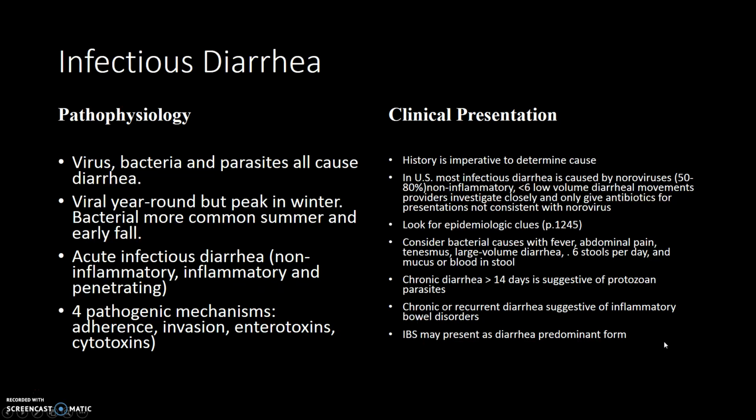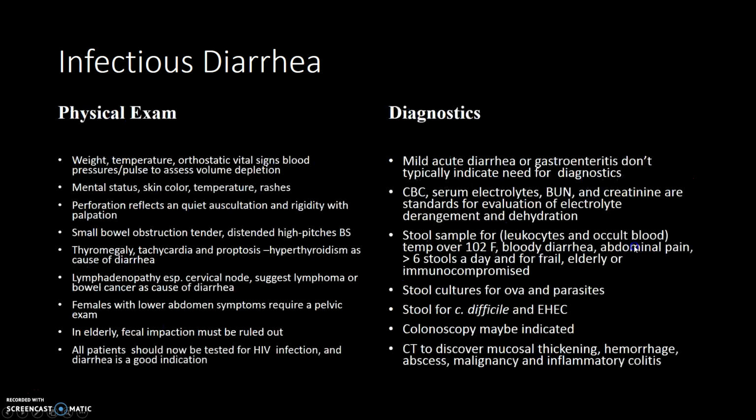Consider bacterial causes of diarrhea when you see fever, abdominal pain, tenesmus. Remember, that's that rectal pain and spasm. Large volume diarrhea, greater than 6 stools per day, and mucus or blood in the stool. Chronic diarrhea, greater than 14 days, is suggestive of protozoan parasites, and that's when we obtain an O&P. Chronic or recurrent diarrhea is suggestive of inflammatory bowel disorders, but other things come with inflammatory diarrhea that we have mentioned previously. And then irritable bowel syndrome may present as diarrhea predominant form.